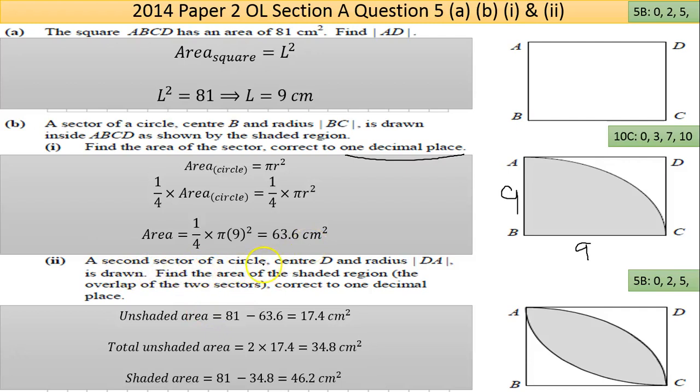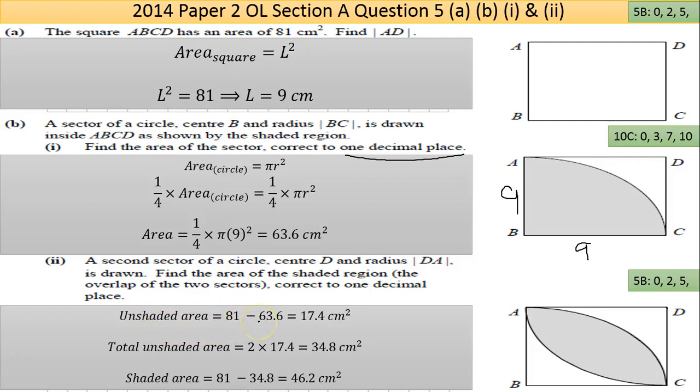Now, a second sector of a circle is drawn, center D, so your center is here, and the radius length DA. Remember, DA is still 9. Find the area of the shaded region, the overlap of the two sectors, correct to 1 decimal place. So the full area of the square, the box, is 81.